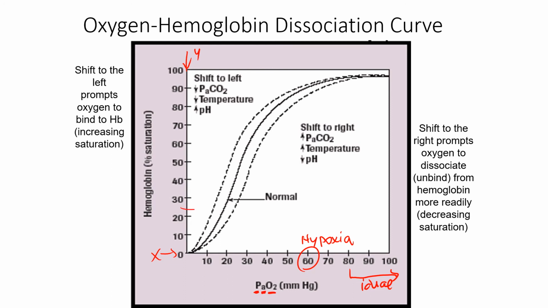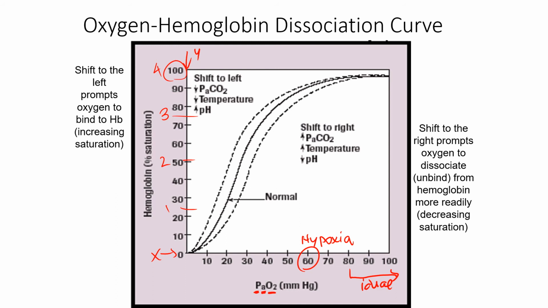At 25%, that means we have one oxygen molecule bound to a hemoglobin. At 50%, we have two oxygen molecules bound. At 75%, we have three oxygen molecules bound, and of course, 100% would be four total oxygen molecules bound to a hemoglobin. So let's talk about normal.